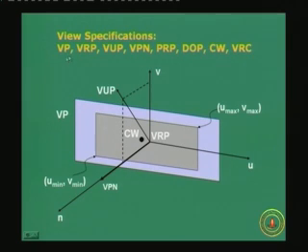If you have missed anything, I repeat again: VP is view plane, VRP is view reference point, VUP is the view up vector, VPN is the view plane normal, PRP and DOP are known to you earlier, CW is the center of the window, and the view reference coordinate system is VRC. Once these specifications are given, a complete three-dimensional projection geometry is defined, and now objects in 3D can be projected onto the view plane VP, or even the window which is defined from u min, v min to u max, v max.